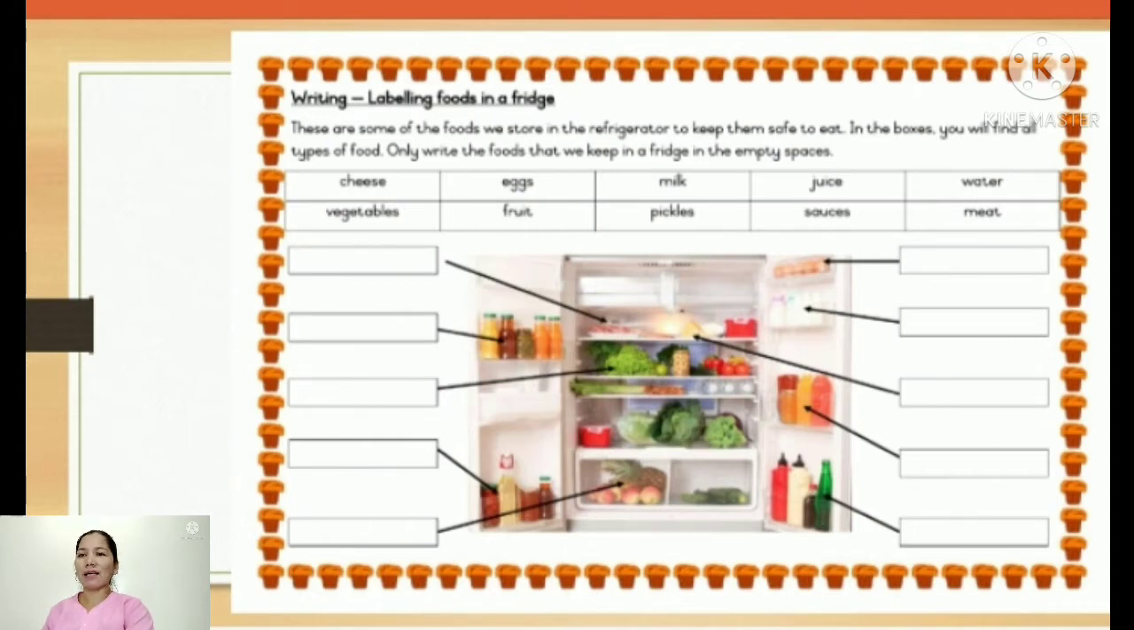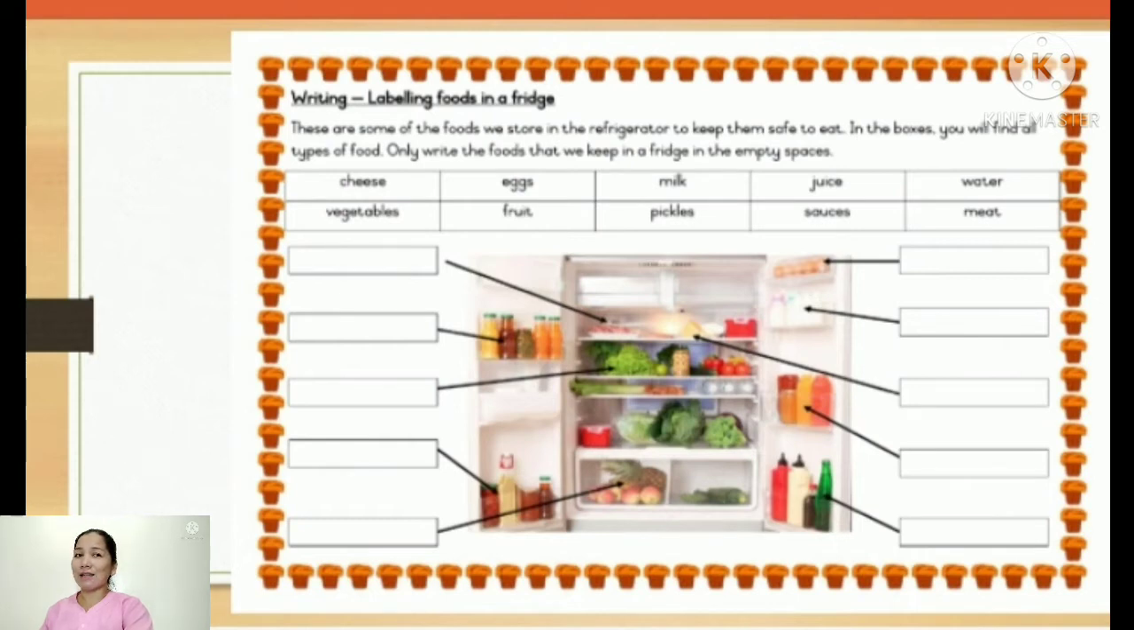So, saan-saang bahagi ng refrigerator inilalagay ang mga food item? Okay, mapapansin ninyo, yung itlog ay nasa gawing itaas, yung meat at yung mga pagkaing madaling masira ay nasa freezer, and then yung gulay at prutas ay nakalagay sa lower part ng refrigerator, and then yung beverages, sauces, juices, milk, and water ay nasa pintuan ng refrigerator.